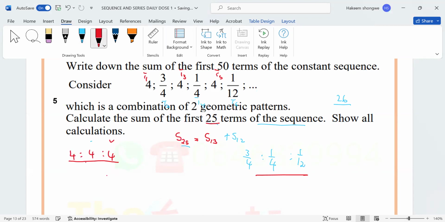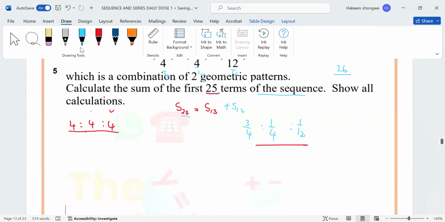This one is constant, so my S13 is going to be given as 4 multiplied by 13. If you add 4 plus 4 plus 4 plus 4 plus 4, you are going to get 4 multiplied by 13, which is 52.